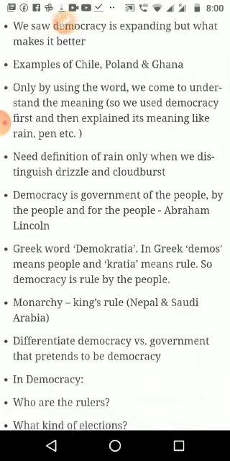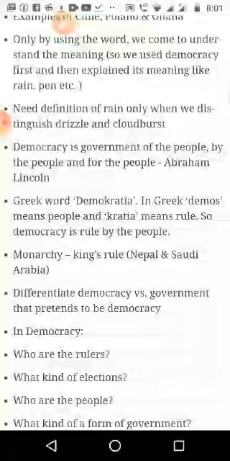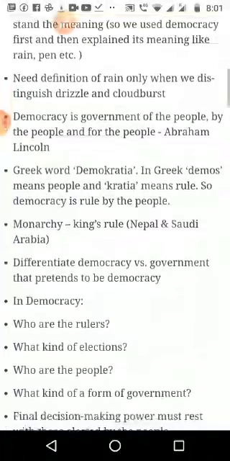Examples of Chile, Poland and Ghana. Only by using the word do we come to understand its meaning. So we use democracy first and then explain its meaning, like rain, pen, etc. We need a definition of rain only when we distinguish drizzle and cloudburst.